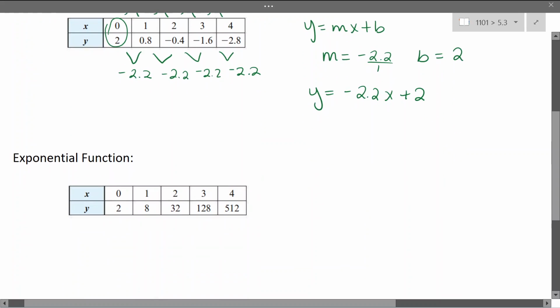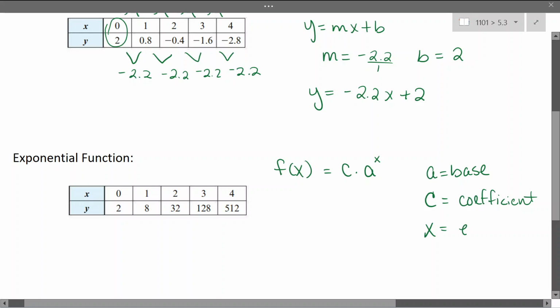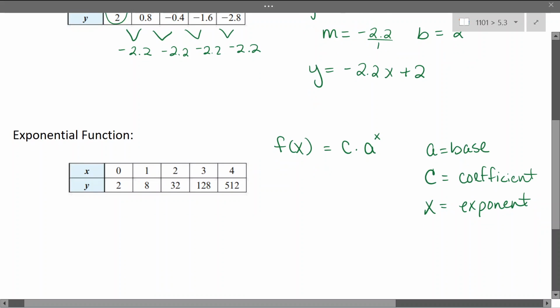Next, let's talk about an exponential function. An exponential function is written as f of x equals c times a raised to the x power. So a is our base, c is our coefficient, and x is our exponent. Let's see what happens when we look at this table.